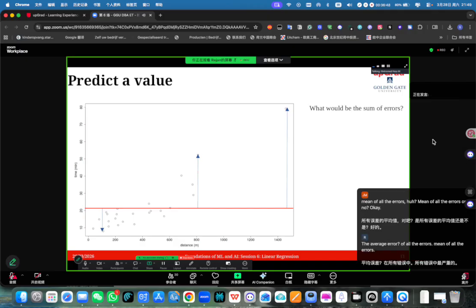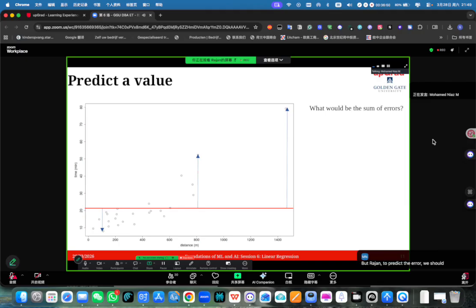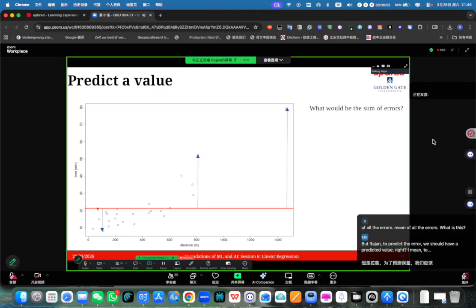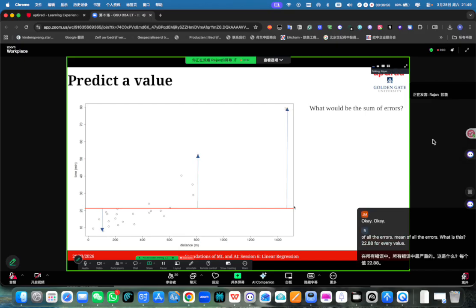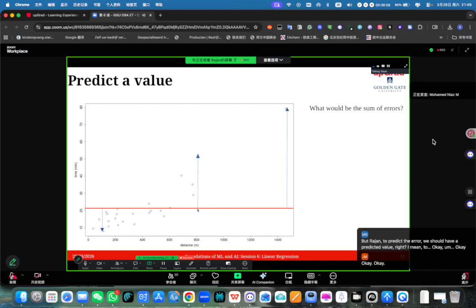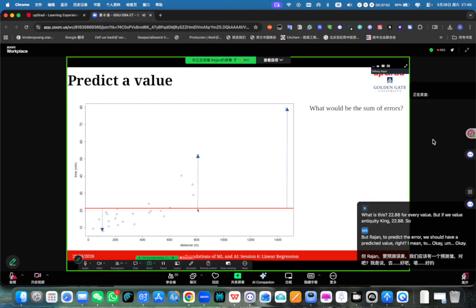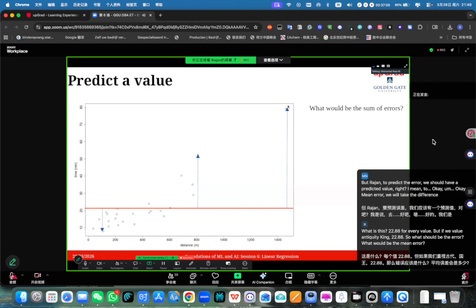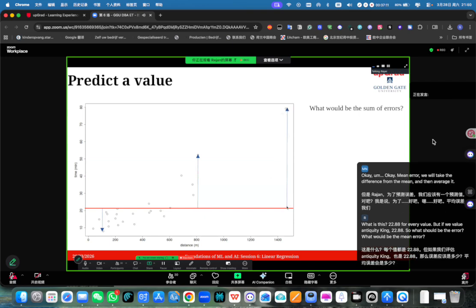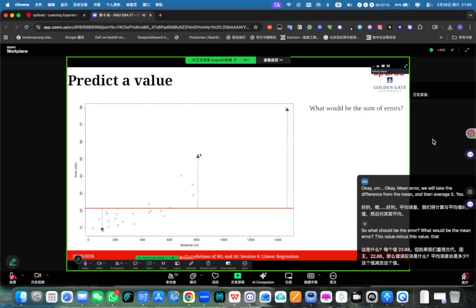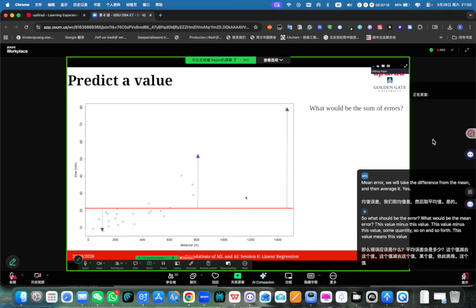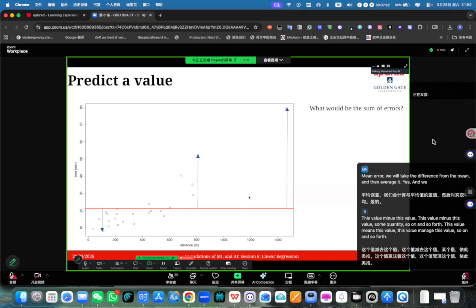But to predict the error, we should have a predicted value, right? The value is this 22.88 for every value. For every value, I'm predicting 22.88. So what would be the mean error? We will take the difference from the mean and then average it. This value minus this value, some quantity, this value minus this value, so on and so forth. And we have three ways of calculation, either an average or a MAD or a RMS. I'm not doing that. Just tell me the value for the average.